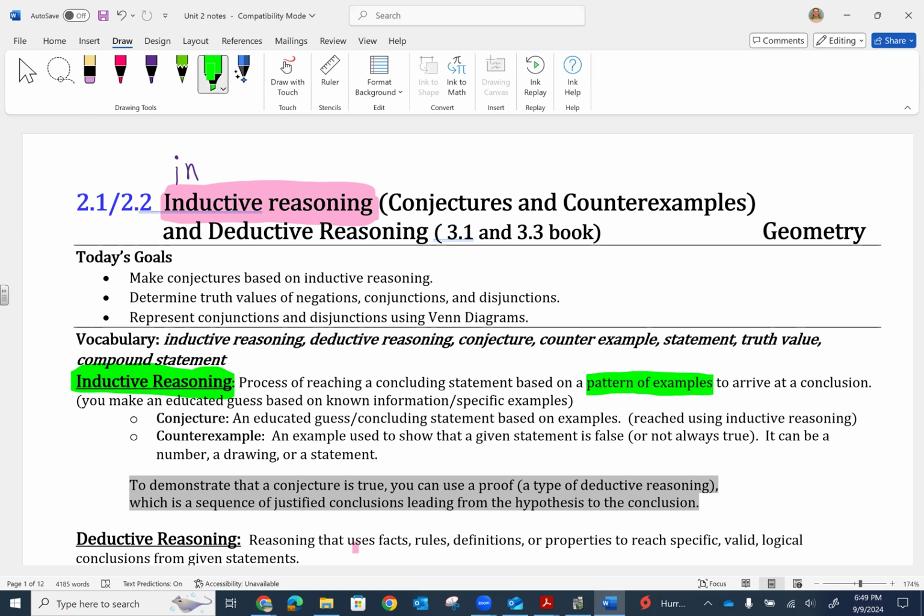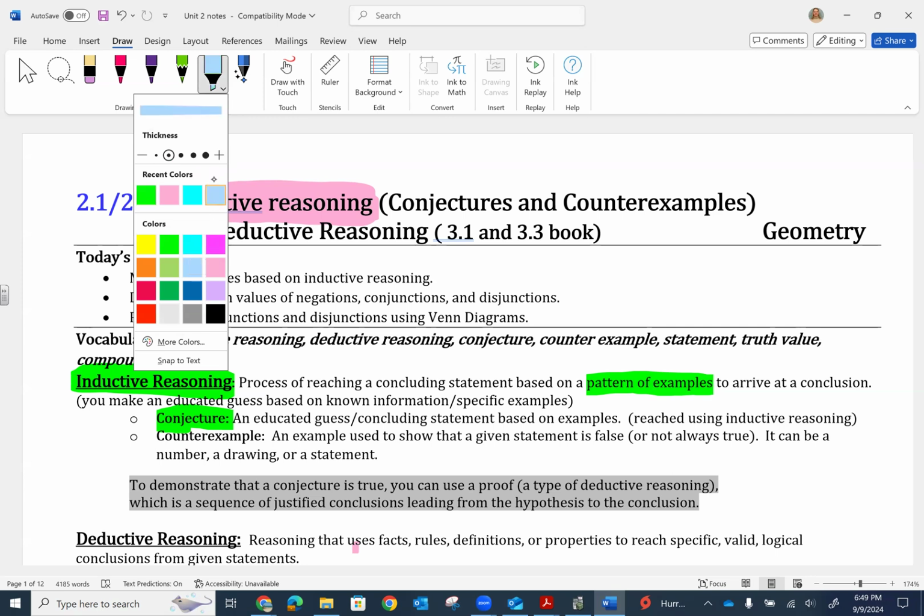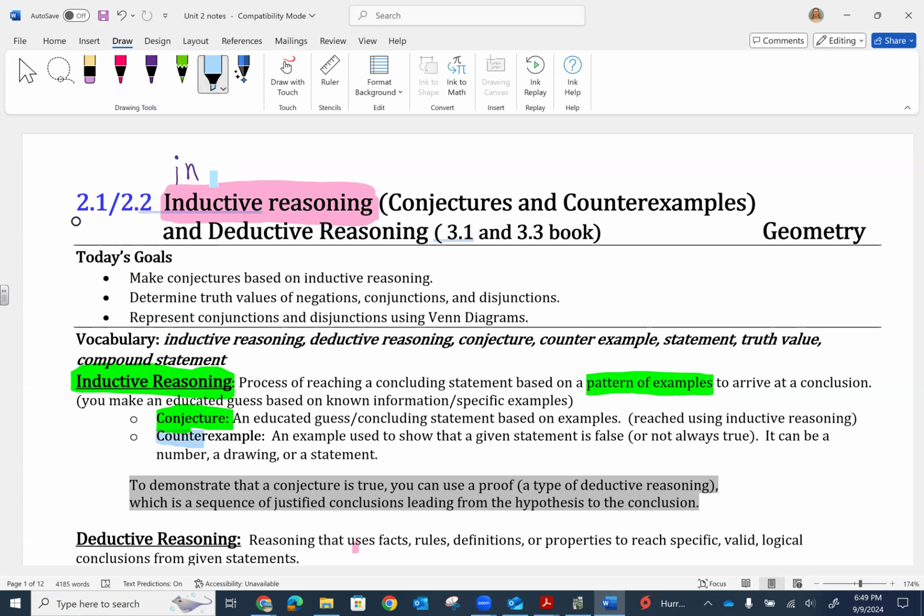Your concluding statement would be a conjecture, okay? You would say, this is what I noticed about my examples. The thing is, it may or may not be true always. You can say, I noticed that people are nice. Well, if you talk to anybody, you might say, I noticed this one person who is just mean all the time. A counterexample says not everybody is that way. Here's an example that shows it's not always true.